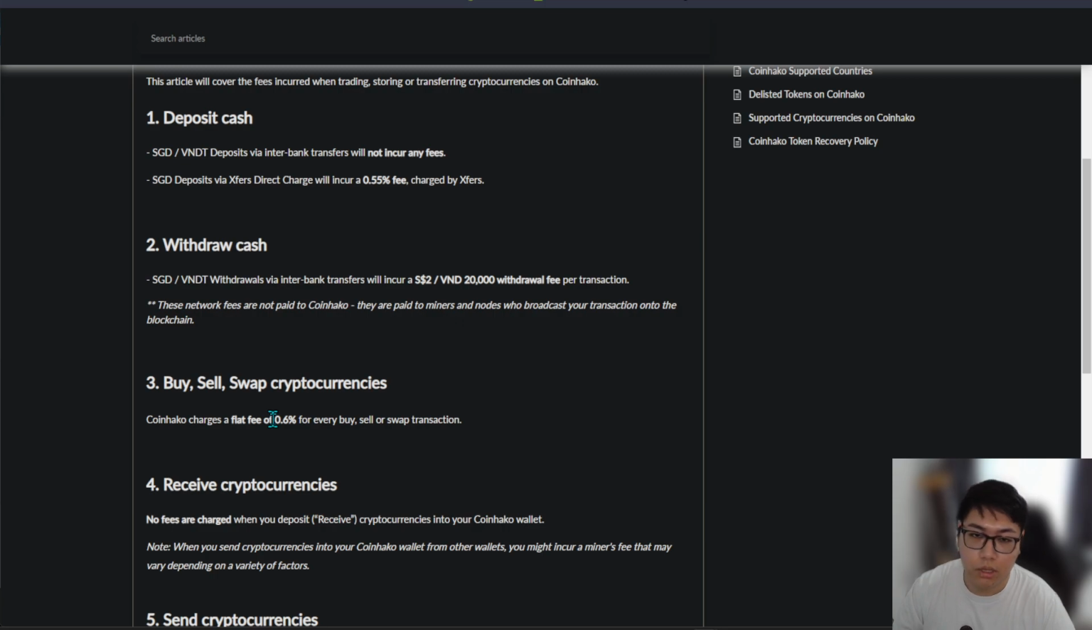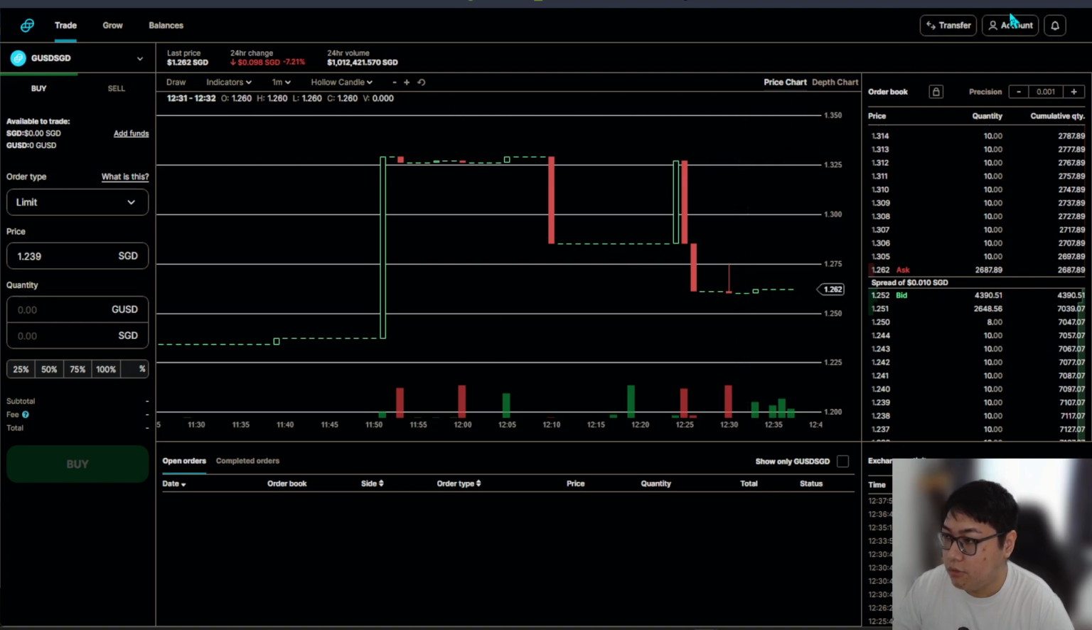So I would say it's a total rip-off, but there's no choice here to send in your Sing dollars. If you have a Binance account, you have the freedom, you can save on the fees. But if you do not have it, there's no choice, just use CoinAko to buy or sell. Of course, the next option is that you can use Gemini to transfer and buy GUSD.